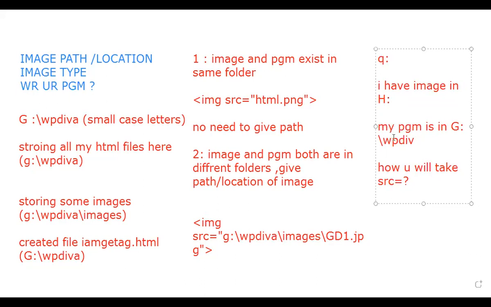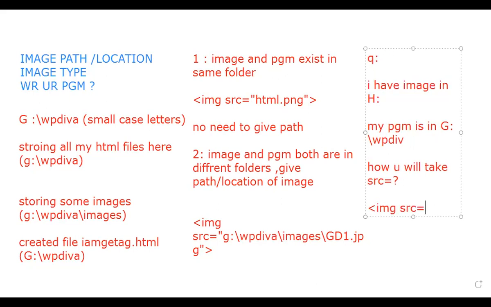What is the thing? My program is in G drive and the image is in H drive. This is just like my program is in another folder and the image is in another folder. So how are you going to write that? You are going to write img src, image source equals, yes, anybody who will tell how to give that? My image is in H drive now. How to take the path?